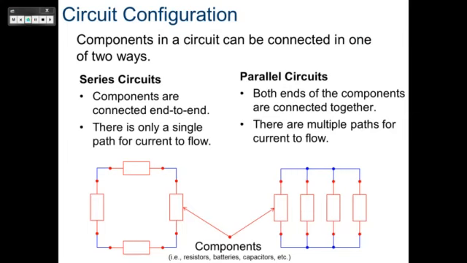40 milliamps. We have two main circuit configurations, the only two you ever really see; every circuit configuration is made up of these two. We have series, where components are connected end to end. There's only that one single pathway for current. Parallel circuits, you have both ends of the components connected together and there are multiple paths. Keep in mind, parallel circuits have these parallel lines. Really easy to remember parallel circuits.